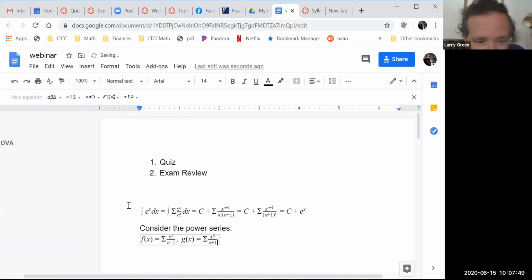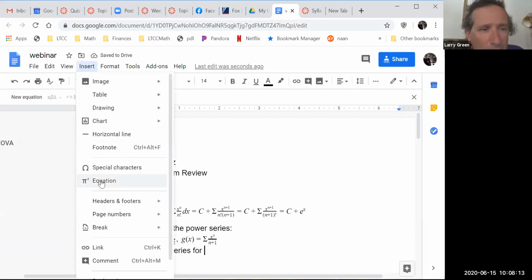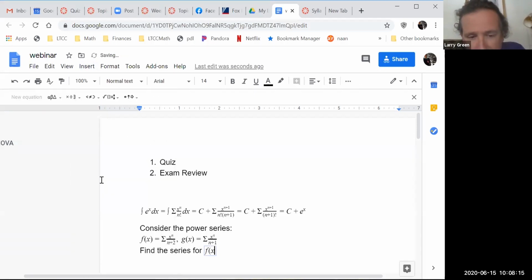You know what? That can't be n minus 1. Sorry about that. Make it n plus 2. Because if it's n minus 1, then you have problems at 0. That way, we don't. Find the power series for f of x minus g of x. Is that kind of what you want to see?